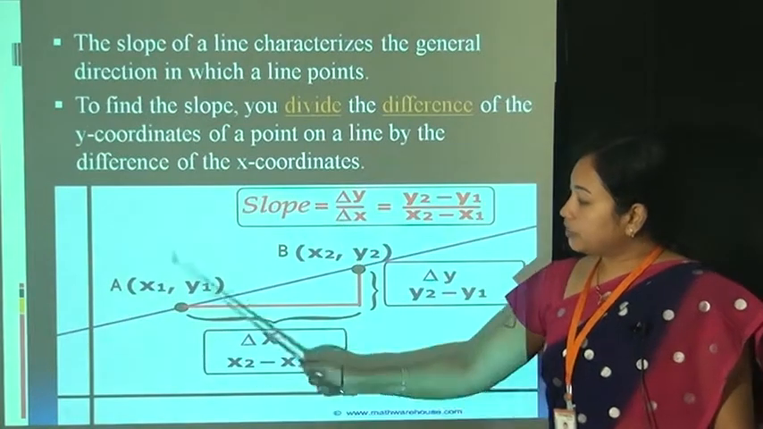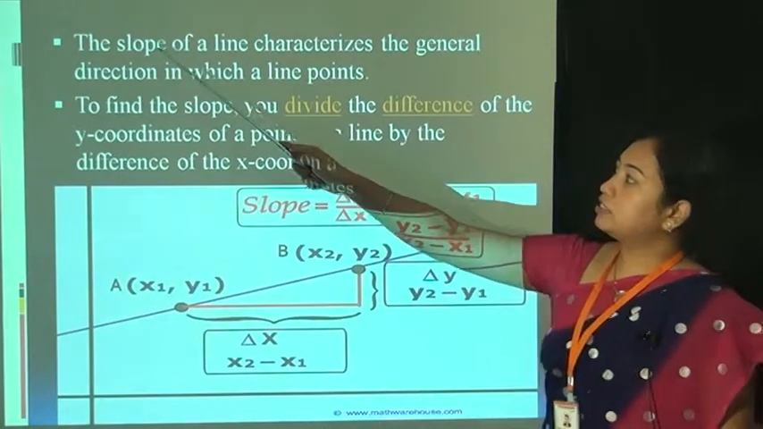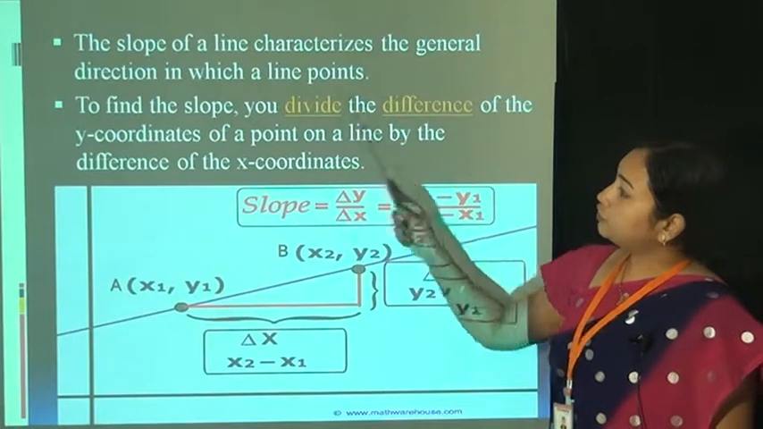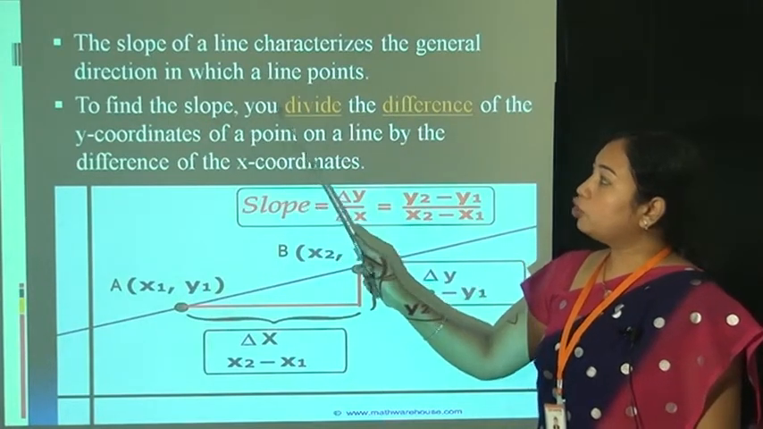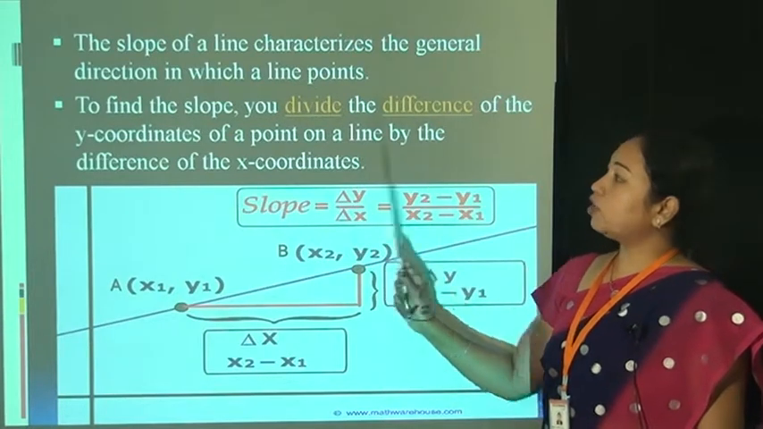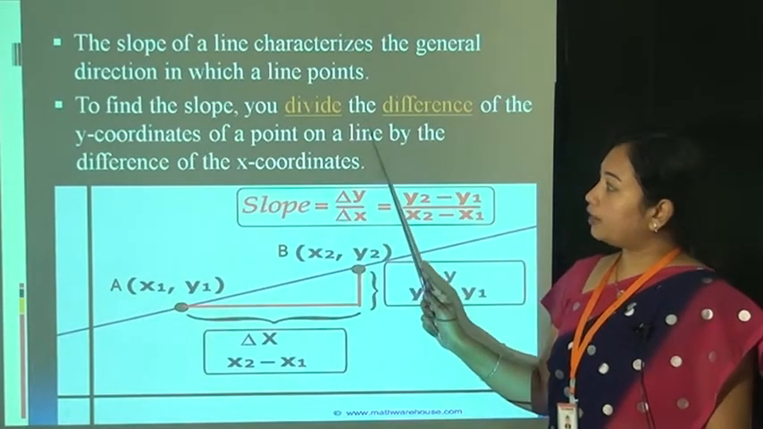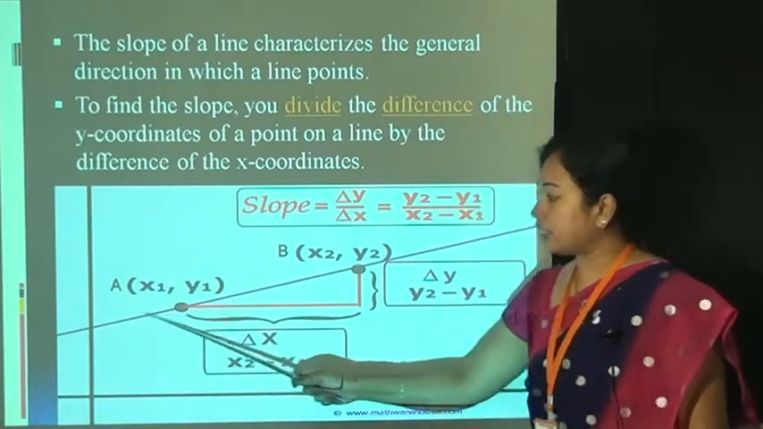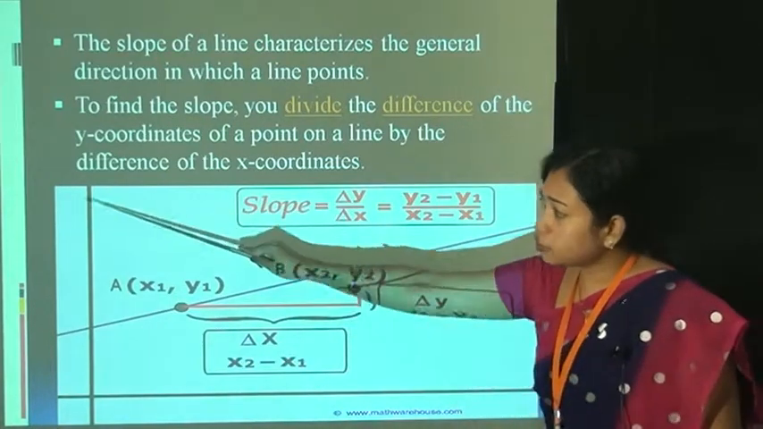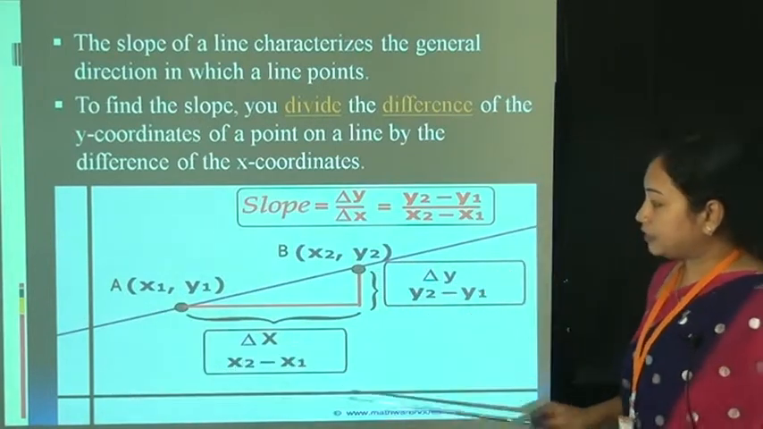So this one is a pictorial format. The slope of a line characterizes the general direction in which a line points. To find the slope, you divide the difference of the y coordinates of points on the line by the difference of the x coordinates. Here you can see that this one is a line. This one is your y axis and this one is your x axis.